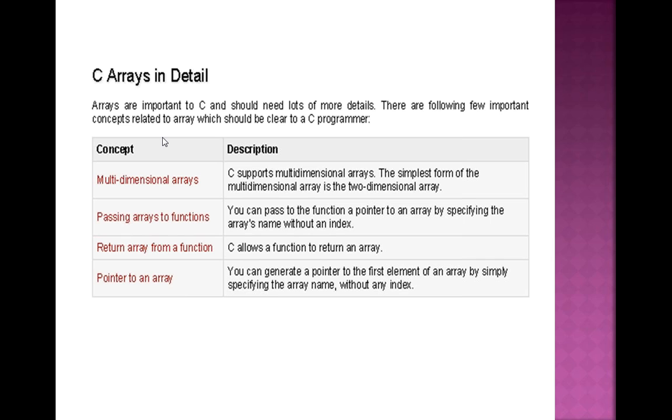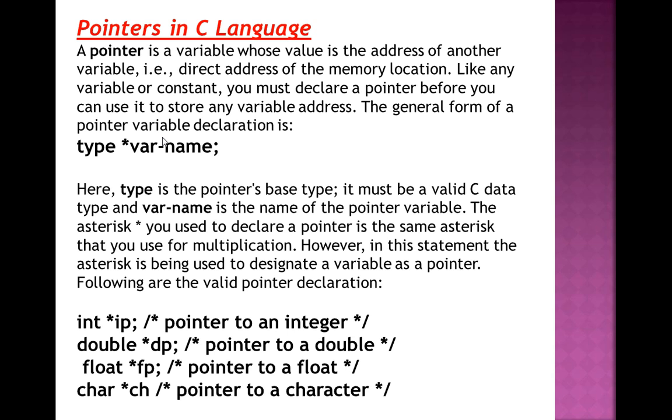Means whenever we use pointer, that is done by passing arrays to the function. In the same way, we can return the array from the function. Then pointer to an array. A pointer is a variable that stores the address of another variable. So we can declare the array of pointer type also. Means int *p, that is, p is an array variable that stores the address of integer type.